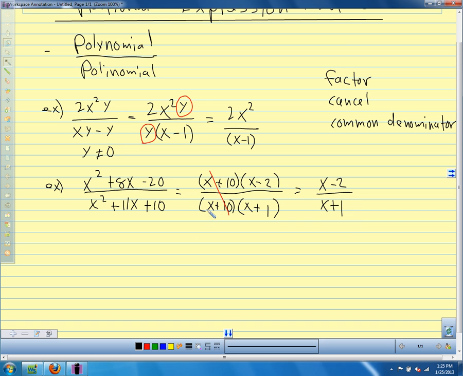But because we're canceling out this factor from our original expression, if x is negative 10, it's going to make this 0. So we're going to say x cannot equal negative 10, because that would make a 0 here in the denominator. We get a 0 in the numerator also. We're saying x can't equal negative 10.